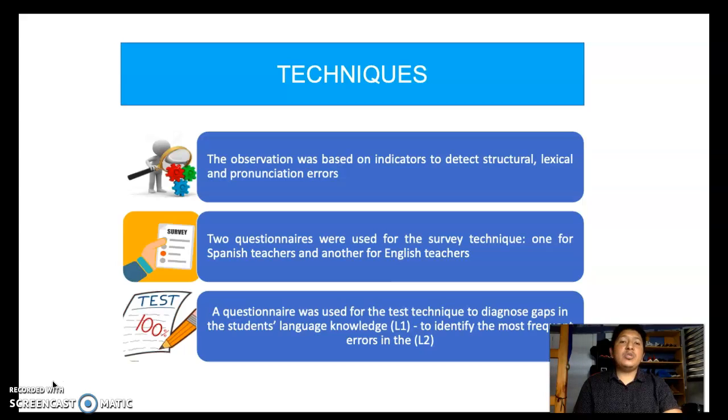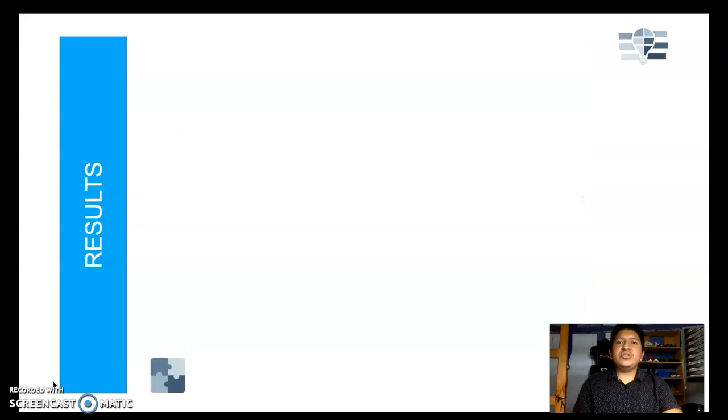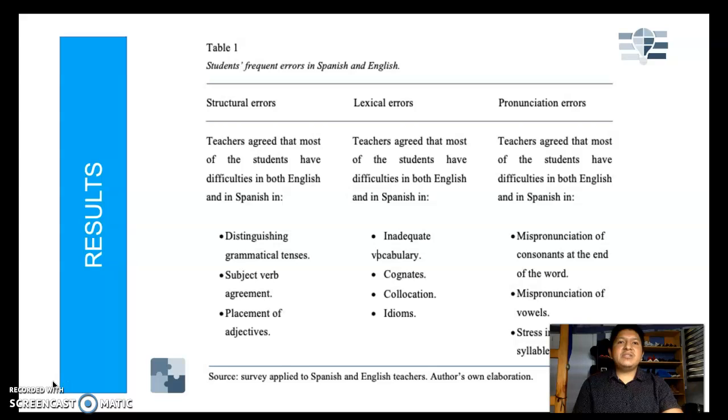Moving on to the results, looking at Table 1, 3 aspects of the language were measured among the teacher's input: structural errors, lexical errors, and pronunciation errors. The most common problems in structural errors were distinguishing grammatical tenses, subject-verb agreement, and placement of adjectives. The most common problems in lexical errors were inadequate vocabulary, cognates, collocation, and idioms. The most common problems in pronunciation errors were mispronunciation of consonants at the end of the word, mispronunciation of vowels, and stress in the wrong syllable.